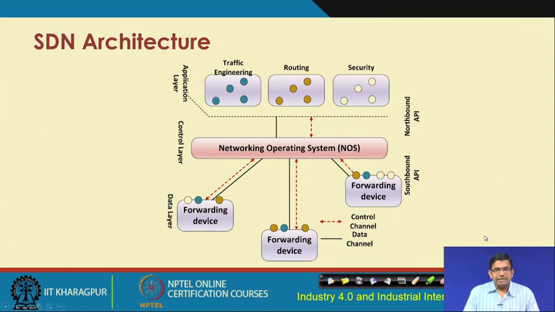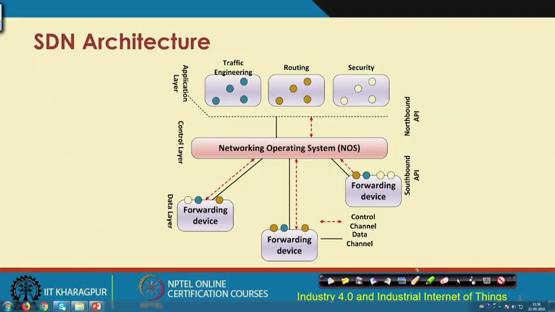So, holistically, this is how this SDN architecture is going to look. This SDN architecture, irrespective of whether it caters to IIoT or IoT traffic or not, is going to have three different layers broadly. One is your data layer, second is the control layer, and third is the application layer. So, we have three different layers.